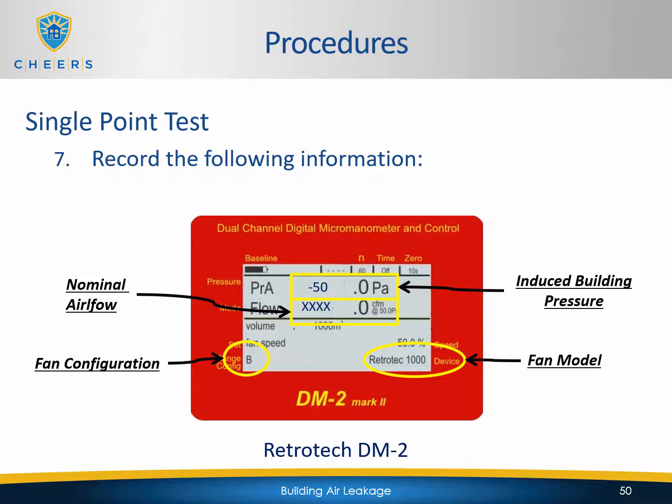And this is the example for the RetroTech. It's the exact same items, just in different locations because the screen looks different. You have the fan configuration at the bottom left, the fan model on the bottom right, and then you have the induced building pressure at the top and the nominal airflow right underneath. Again, pressure in pascals, flow in CFMs. And you'll see right there on the screen that it says pressure and flow as well, so it's very hard to get confused about the two.